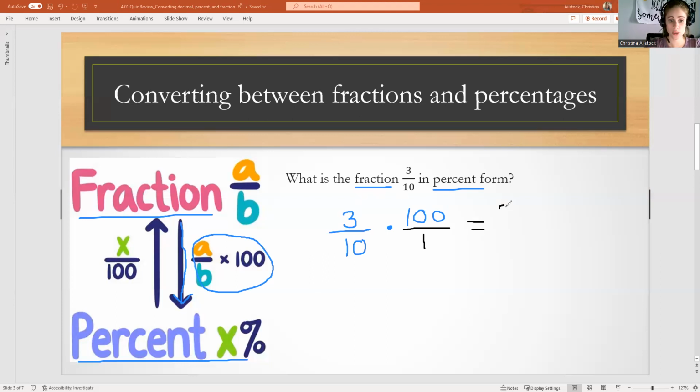3 times 100 would be 300. And then denominator times denominator, 10 times 1 would be 10. All right, let's simplify this fraction here, see if I get a whole number or a decimal, what my percentage is going to be. And 300 does divide evenly by 10. 300 divided by 10 is equal to 30, which would make this 30%. So 3/10 as a fraction in percentage form is 30%.